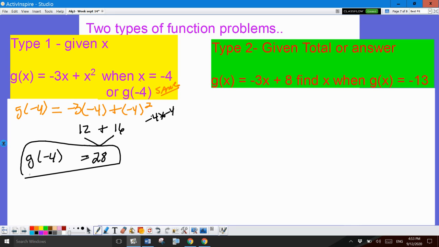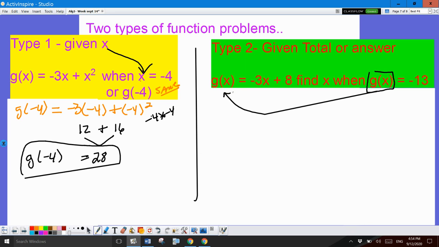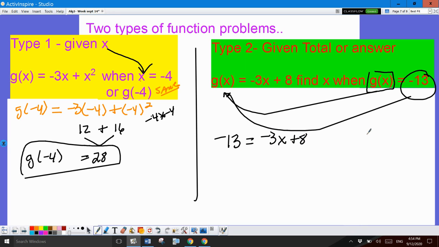Okay, now let's look at type 2, because type 2 is different. Type 2 is actually giving me the answer, or the total. It's not giving me the x, because over here it gave me the x. It says find x when x is negative 4, or g of negative 4, which tells me the x. This time it's saying g of x equals negative 3x plus 8. Find x when g of x, that's over here, is negative 13. So my substitution is different. My negative 13 is going to go all the way to the left. And I have to solve for x.